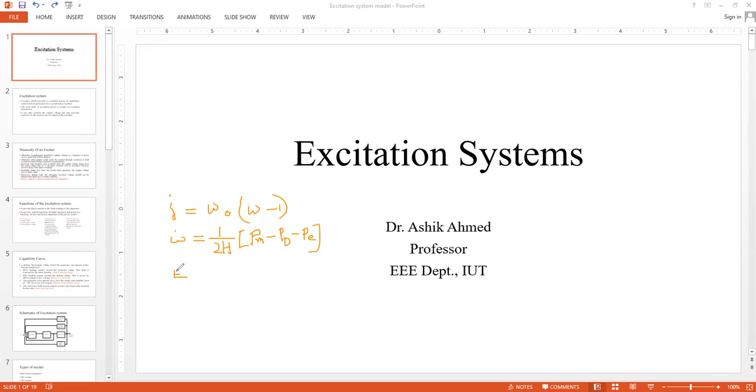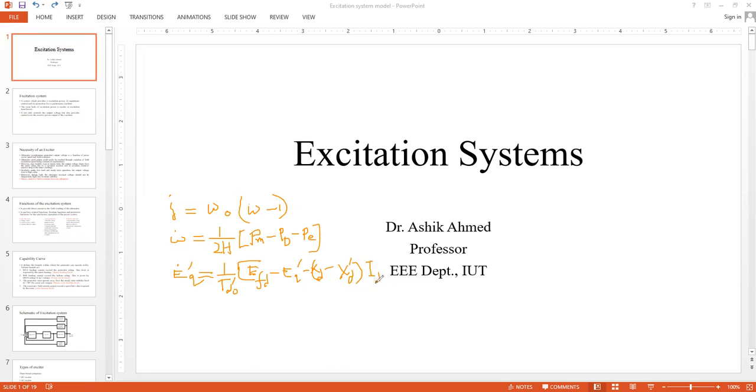Then the third one was Eq prime, and that was represented by 1 upon Td0 prime, whole bracket multiplied by Efd minus Eq prime minus Xd prime Id. So this was the overall model.